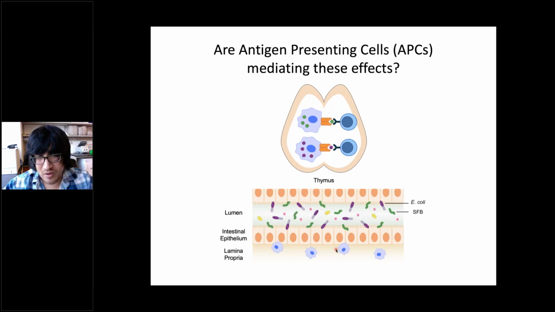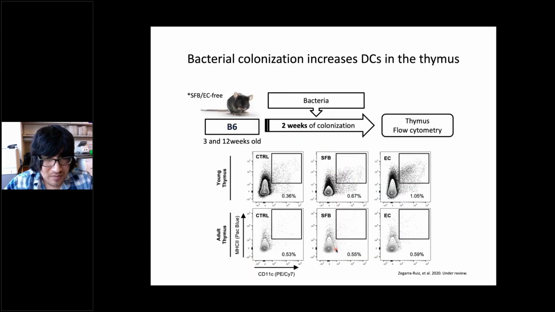So we decided to analyze what APCs were changing in the thymus. So what we did was, again, colonize young and adult mice with either SFB or E. coli for 2 weeks, and then we collected the thymus. What we first find is that in young mice, so mice colonized at weaning, there was an increase in total dendritic cells after SFB colonization or after E. coli colonization. However, in adult mice, we don't see any increase after colonization.